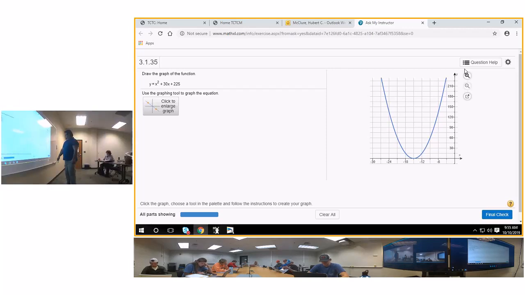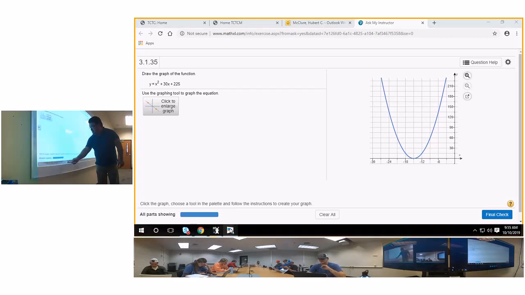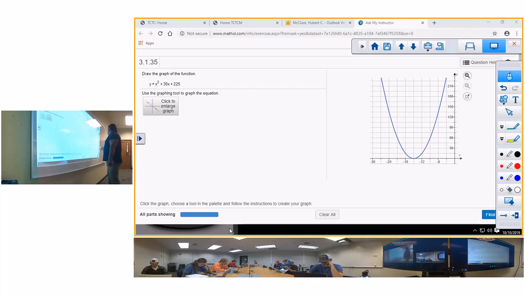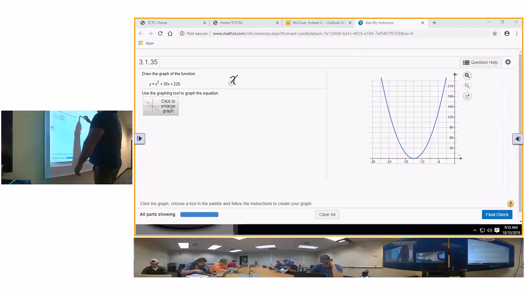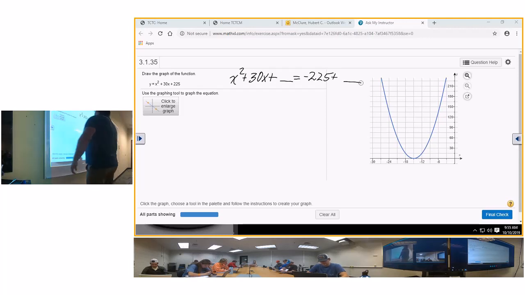All right, so here we go. Let's take our handy dandy whiteboard. Where's my whiteboard? It just disappeared. There, thank you. All right, so here we go. x squared plus 30x plus blank is equal to negative 225 plus blank. Oh, this is simple. 30 divided by 2 is 15. 15 squared is 225. Oh, this was too easy.